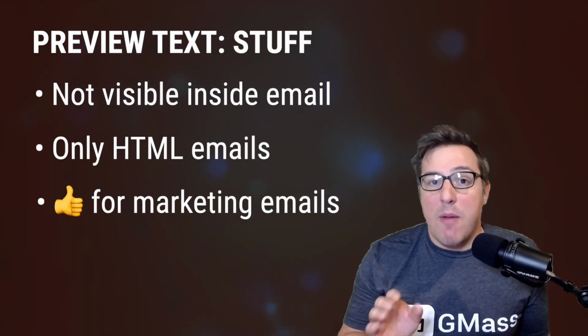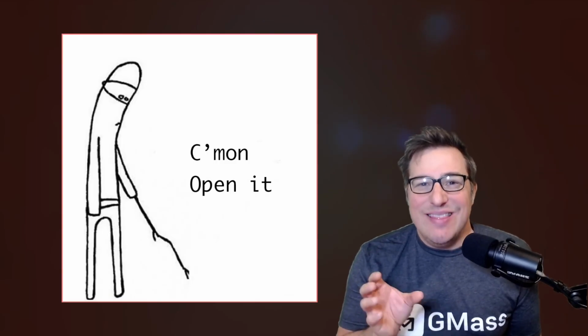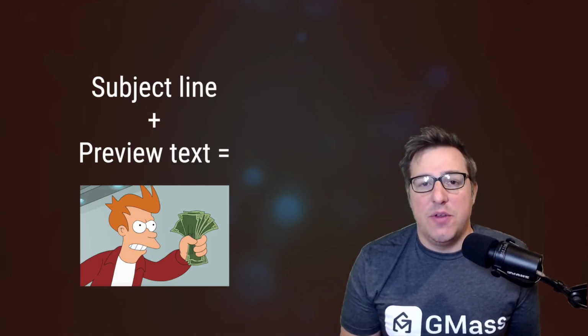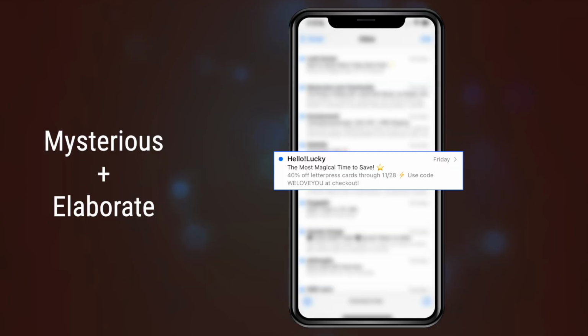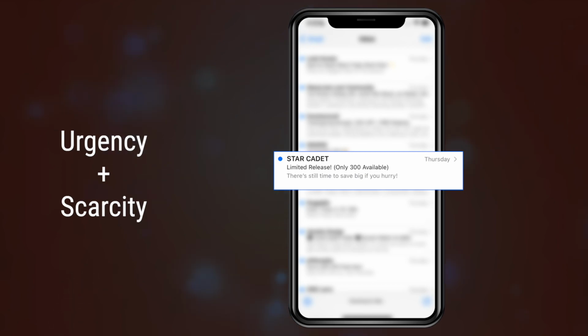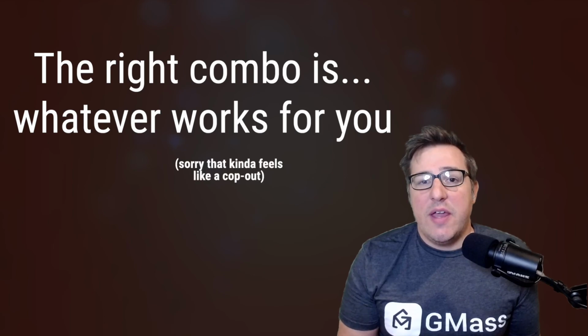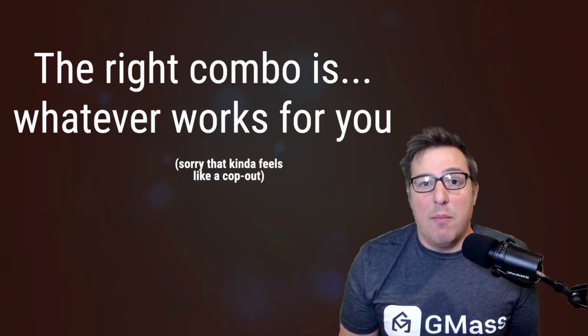Preview text is great for your marketing emails, and here's why. Preview text can boost open rates. Preview text gives you a better chance to entice someone to open your emails in that limited amount of inbox real estate that you have. So when you use it right, it can pack a nice 1-2 punch with your subject line. You can really do anything with the pairing. You could be mysterious with one and elaborate with the other. You could be straightforward with both. You could use one for urgency and one for scarcity. You could be funny with one and straightforward with the other. Whatever you think and you test is going to best help you meet your email marketing goals.